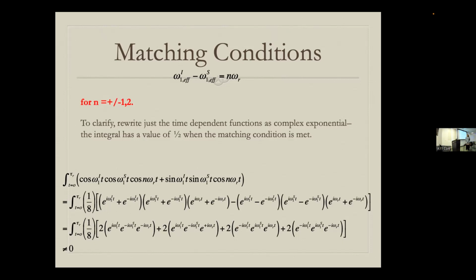So the 2 omega r. It looks like I only have the omega r term here, but I should have the 2 omega r term in here as well. Where is it?